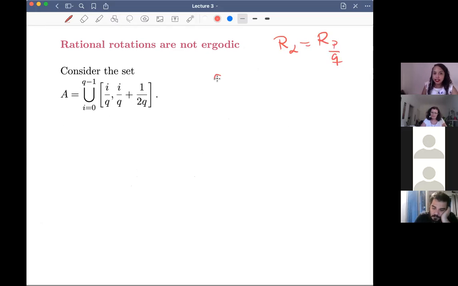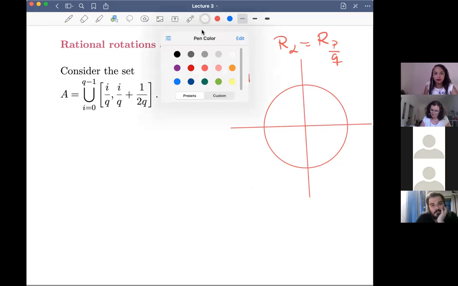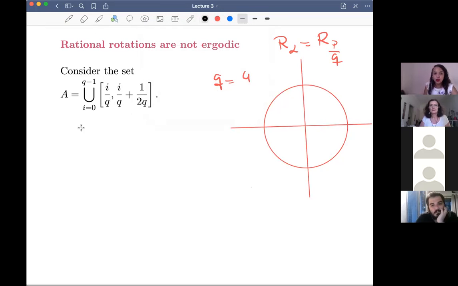But let's say that I chose Q equals 4, just to see this example. Then you do the circle. Then I'll do the following. I'll divide my circle in 4, okay, in 4 arcs. I have 4 arcs. And what are these? What is this set if Q is equal to 4?